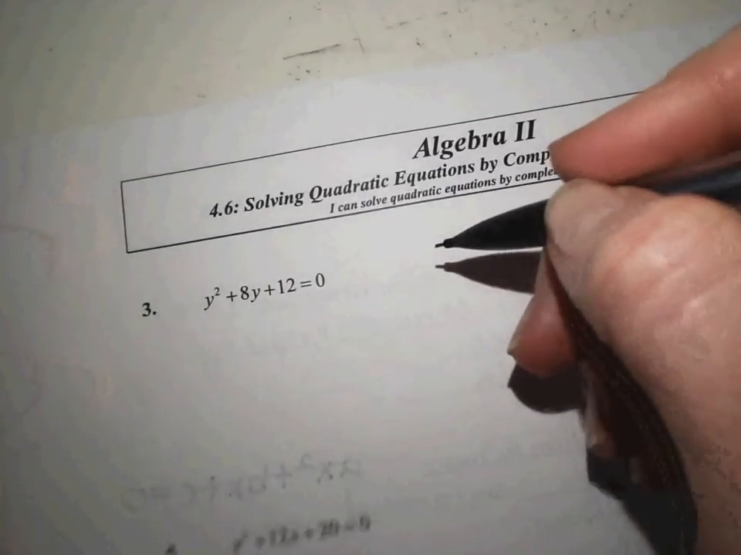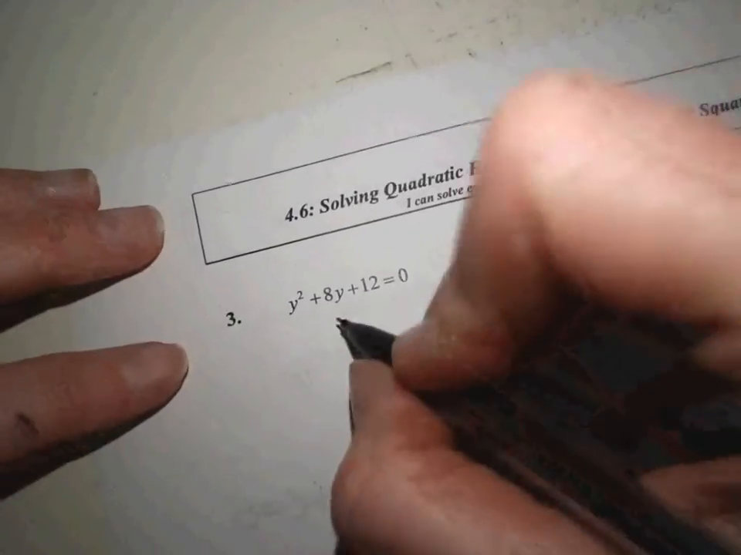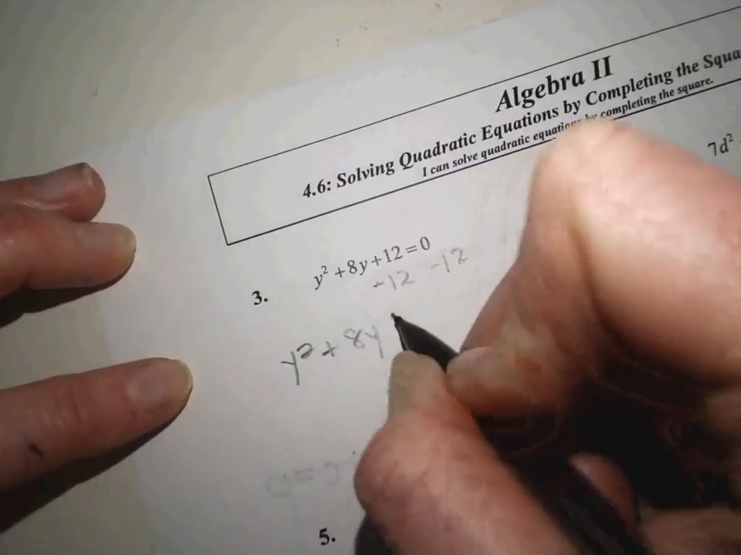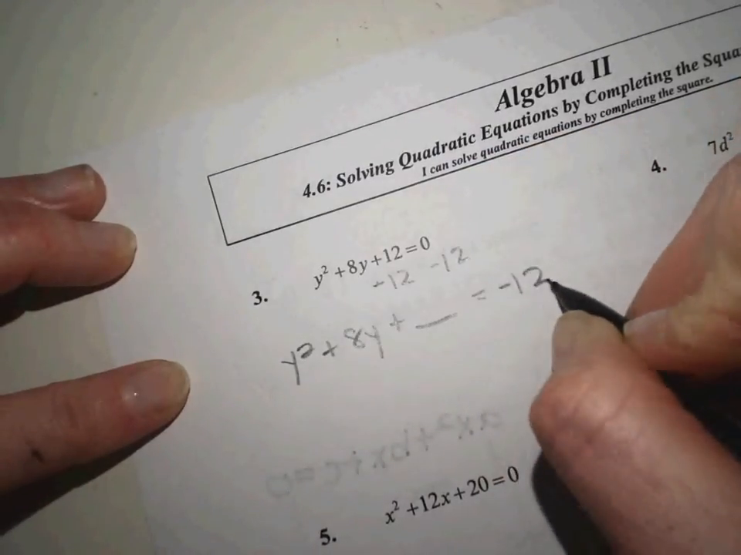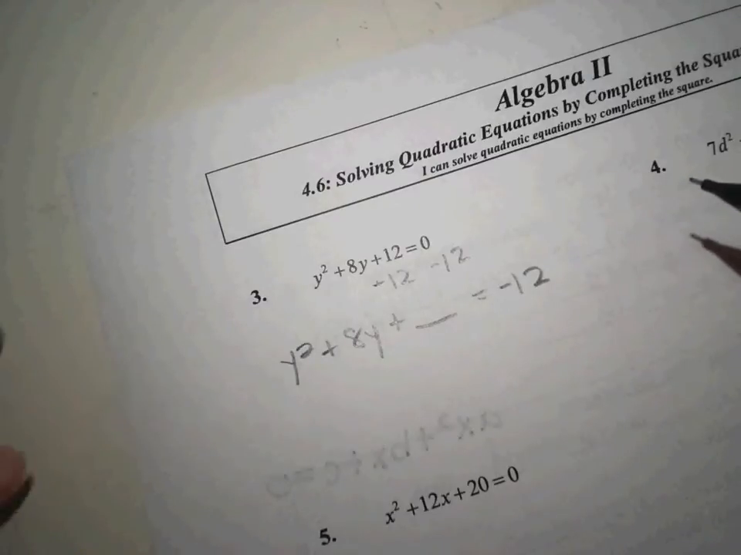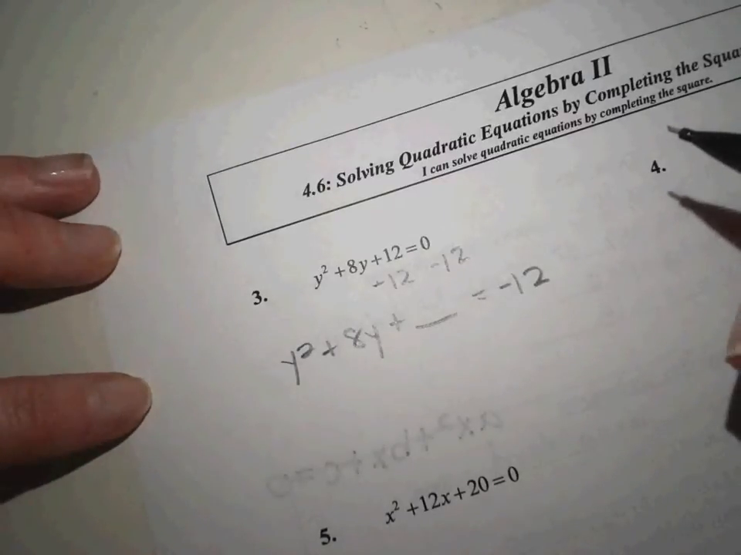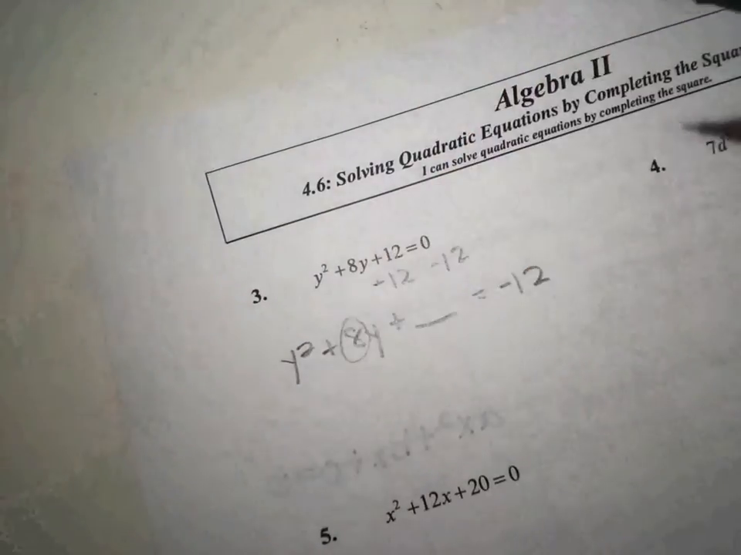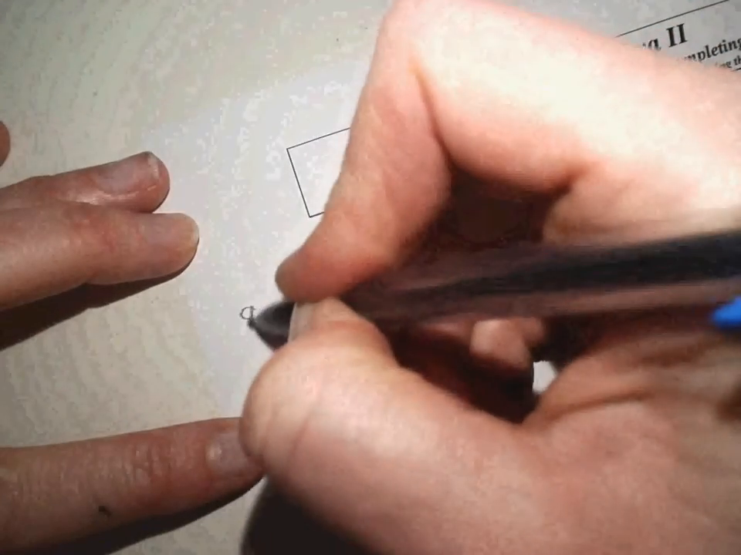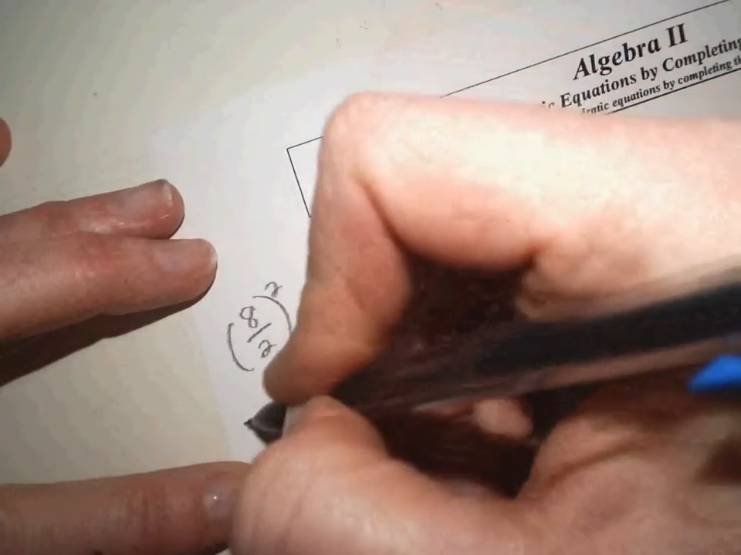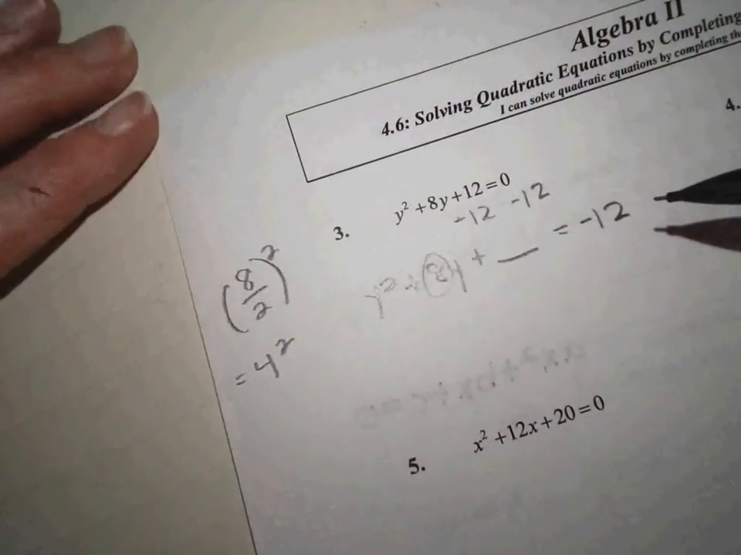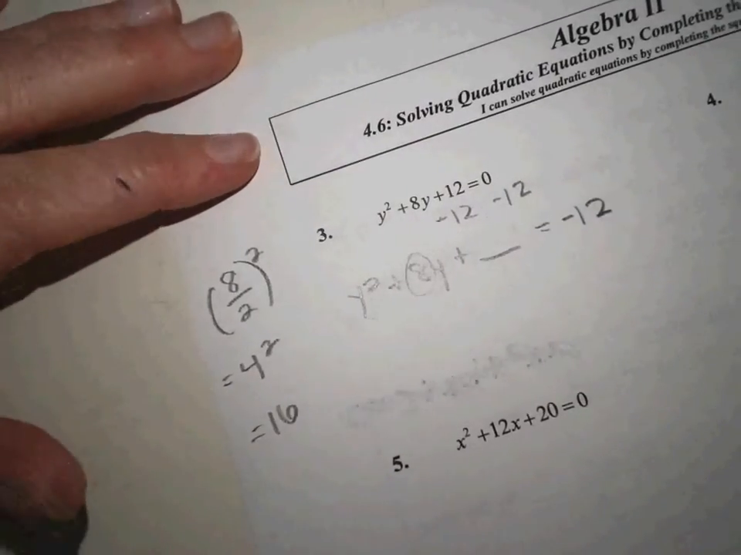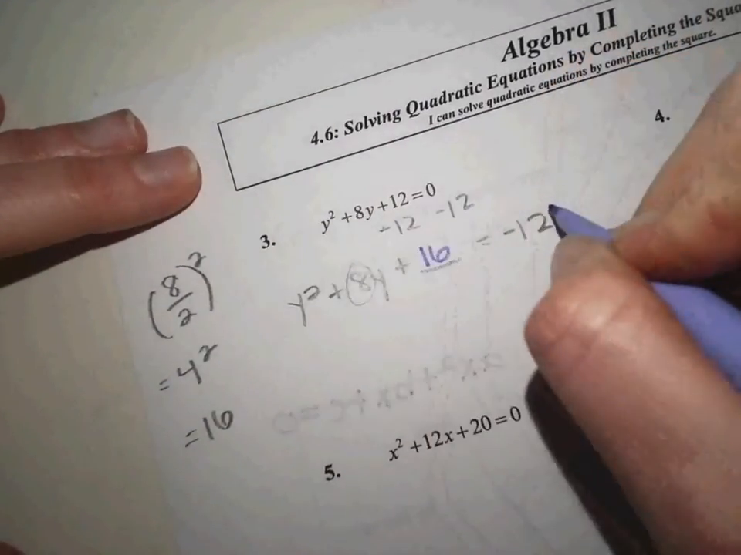Number 3. What should I do first? Subtract 12 from both sides. Good. So y squared plus 8y plus blank equals negative 12. It's the 8. It's the b value that we divide by 2. So 16 then is what we add to both sides.